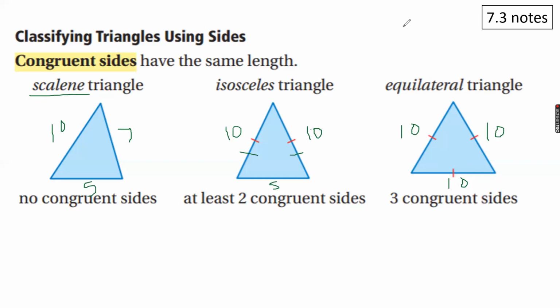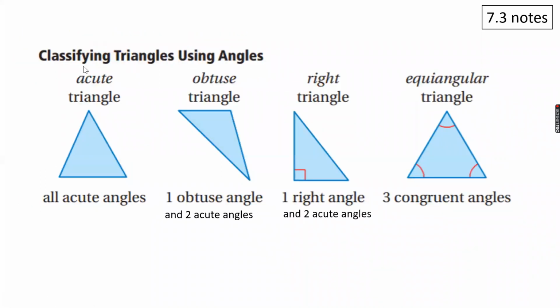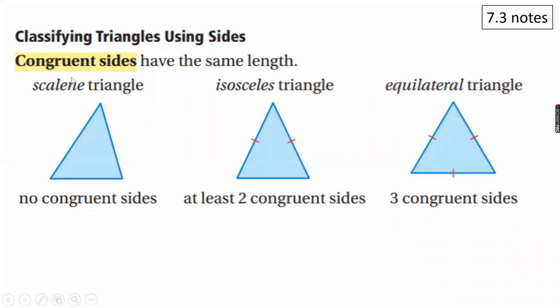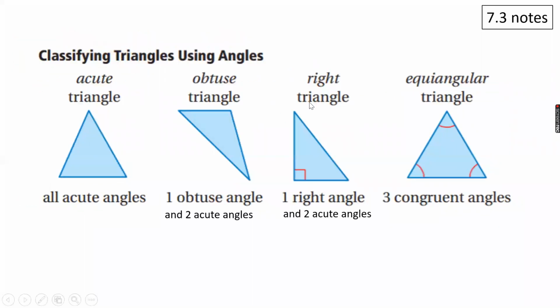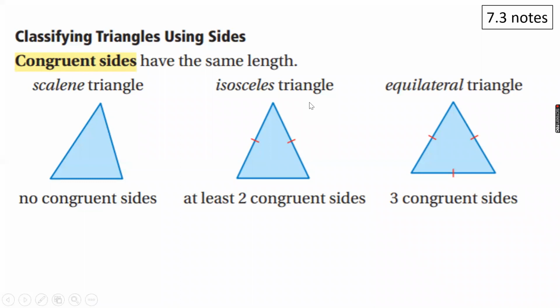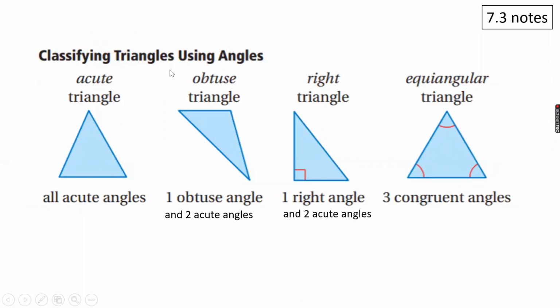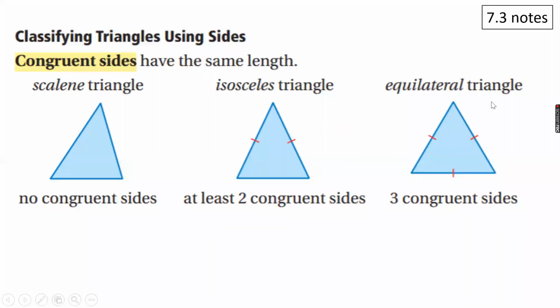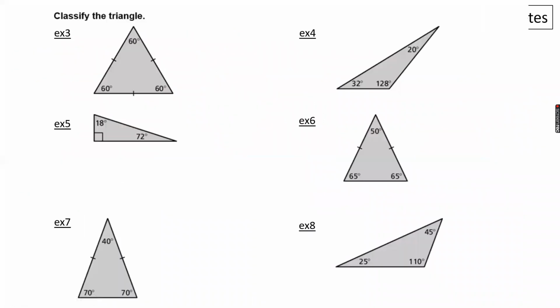And so when you are classifying triangles, you're going to classify it by saying what the angle is and what the side is. So you can have an acute scalene triangle. You could have a right isosceles triangle. Actually, you can't have a right. Yeah, you can have a right isosceles triangle. So you're going to say one of these, and then you're going to say one of these when you're classifying triangles. So let's go ahead and try to classify some of these.